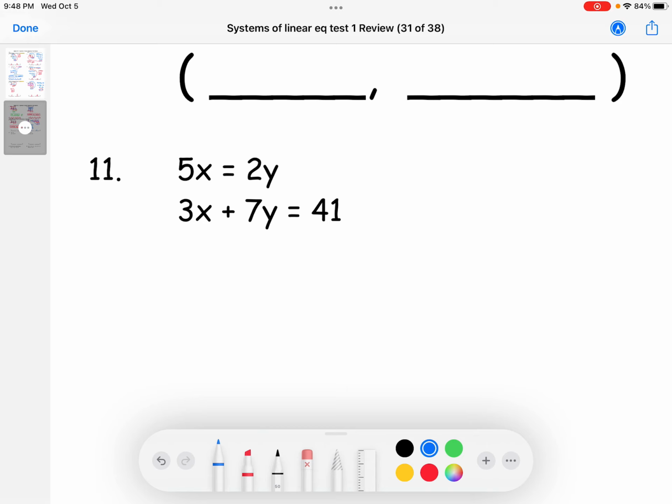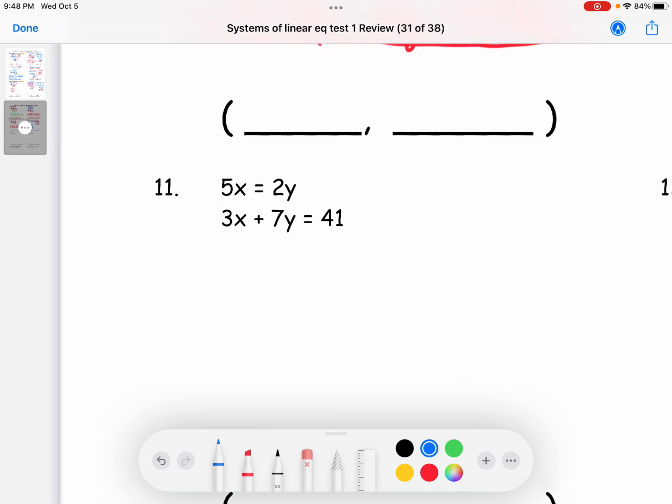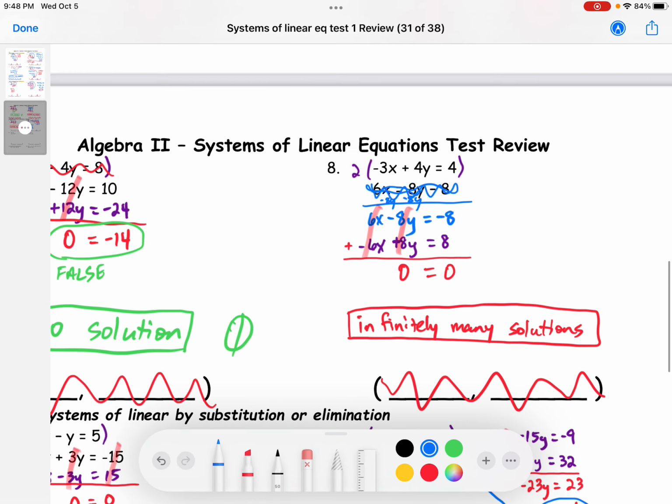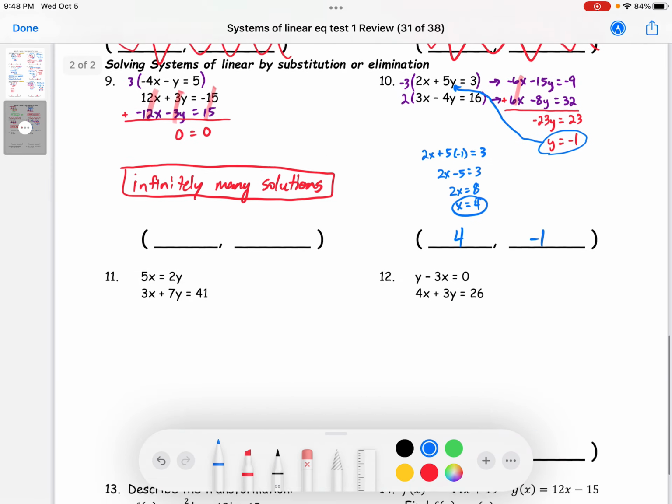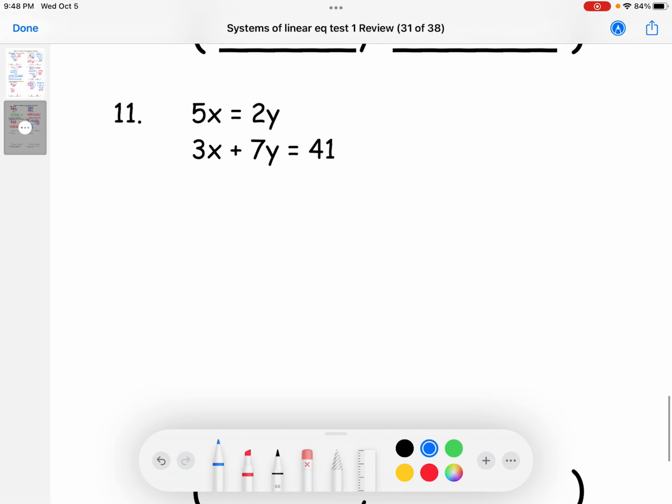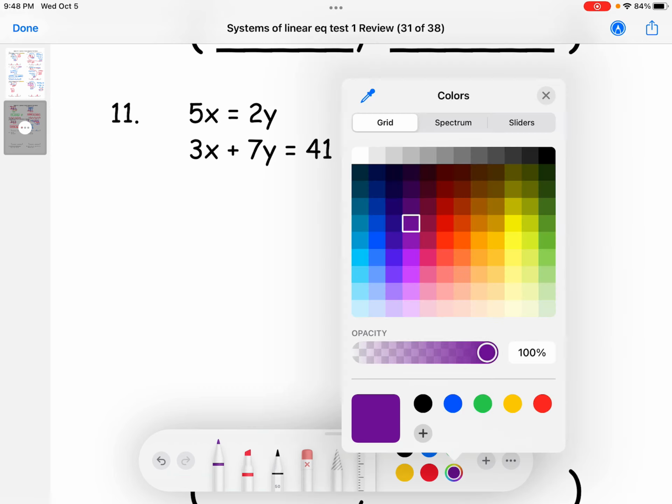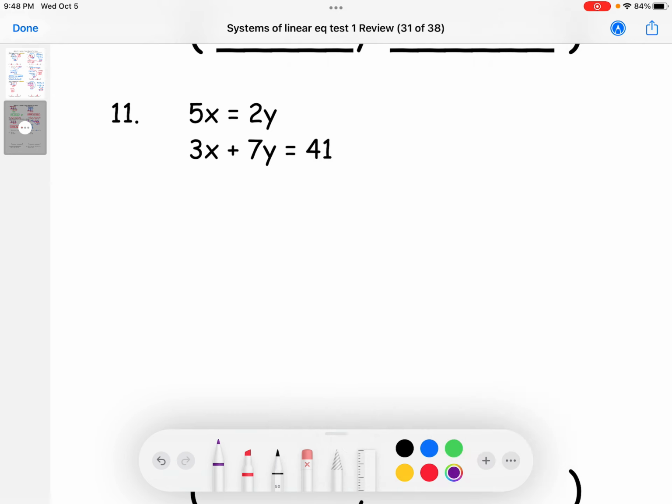Problem number 11, we've run into the same issue that we had on problem number 8. We need all of our x's and y's to be on the same side of the equal sign. So on this top equation, I'm going to subtract 2y on both sides.